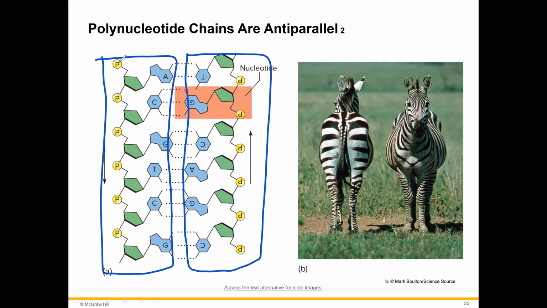Now look at this one. Here's our phosphate, sugar, phosphate, sugar, phosphate, sugar, right, backbone. But look over here. If you look at the beginning of the DNA, in this situation, we start with sugar. So sugar, phosphate, sugar, phosphate. So one strand runs in this direction from phosphate to sugar, and another strand runs in the opposite direction. And this is what is called anti-parallel, like those zebras, right? One is looking to the back and one is looking to the front. So that's how your DNA is. It's anti-parallel.